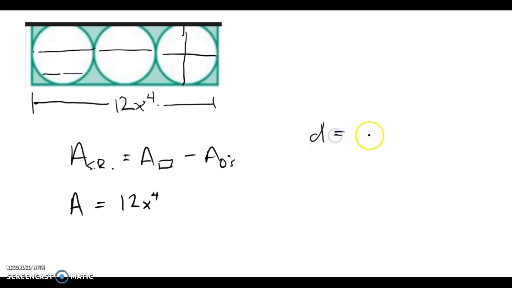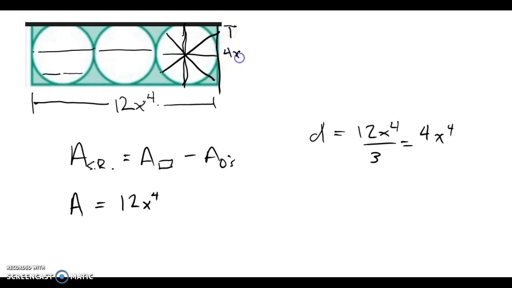So the diameter is equal to 12x to the 4th divided by 3, and we get 4x to the 4th for the diameter. So all diameters are equal. I don't care how I draw them, as long as I go through the middle, they're all equal. And this is the length of the diameter of this circle. So that means the width is 4x to the 4th. So 12x to the 4th times 4x to the 4th.